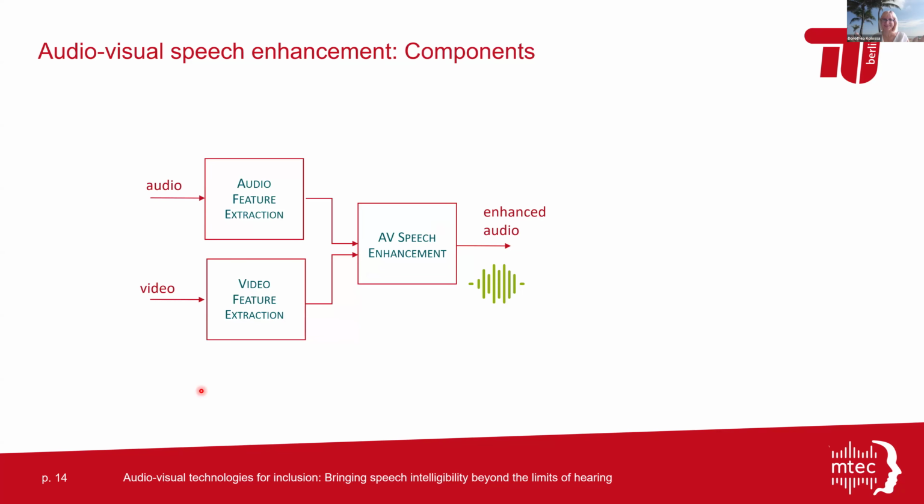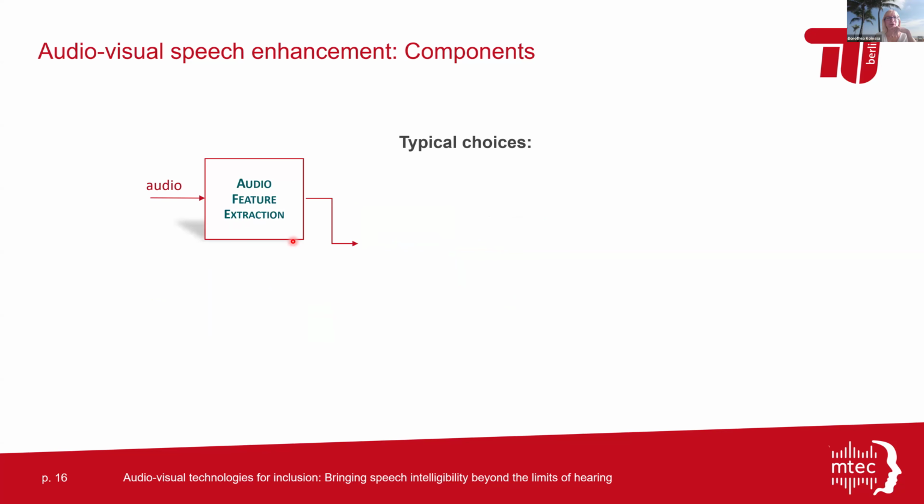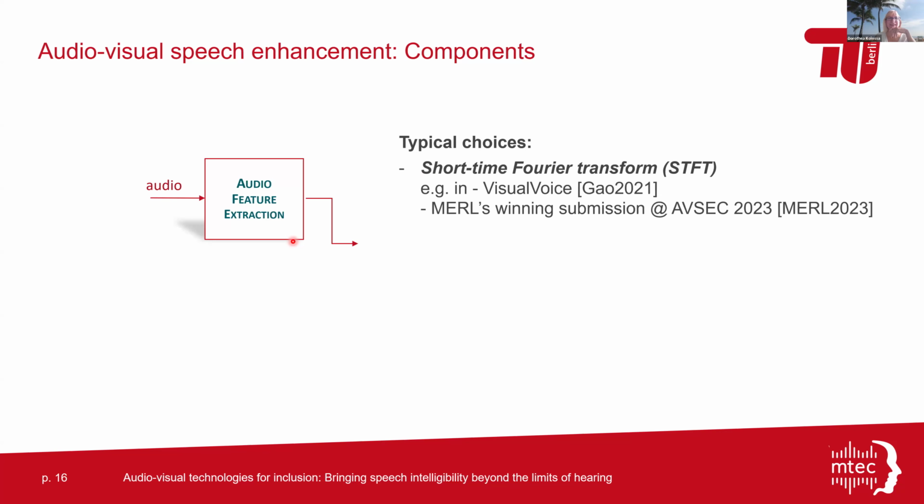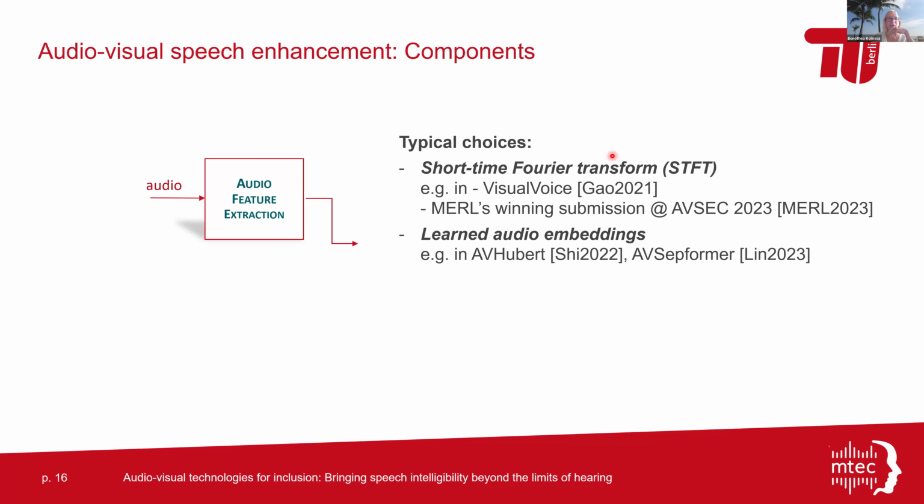And I would like to just give you a very, very brief walkthrough through those architectures. And let's have an overview first. So there's audio feature extraction, video feature extraction, and there's the core of the speech enhancement, of course. Audio feature extraction, there, what happens is exactly what you would expect. So for audio feature extraction, typical choices that you see is the STFT, the short time Fourier transform, and also typical is to work with learned audio embeddings there.